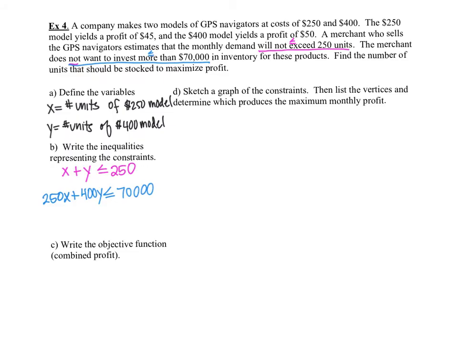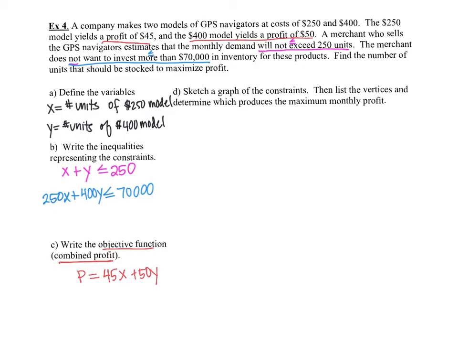Okay, next I'm going to write the objective function. In this case, they tell me the objective function has to do with profit. I can call it Z if you would like to, but I'm going to call it P. So where does it tell me the profit? The $250 model yields a profit of $45, so for each X unit, it makes 45. The $400 model yields a profit of $50.